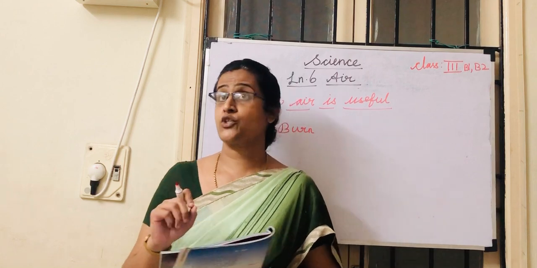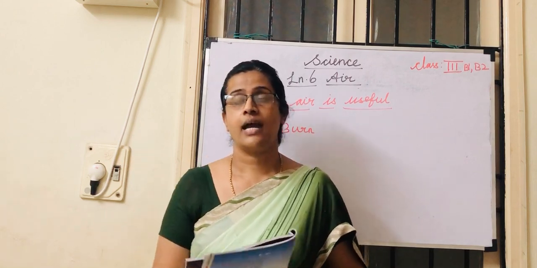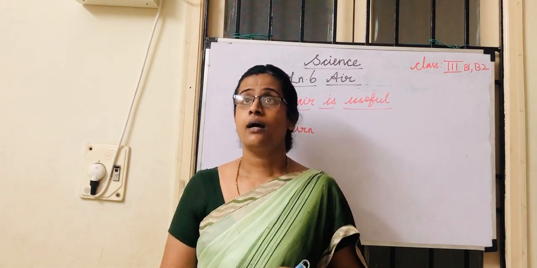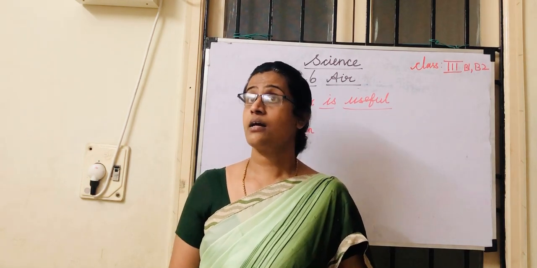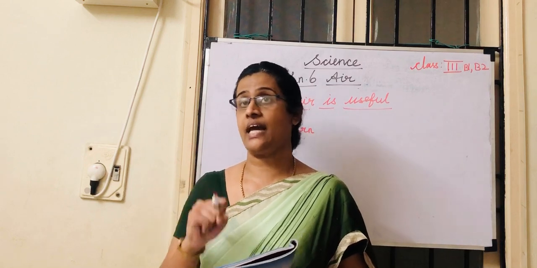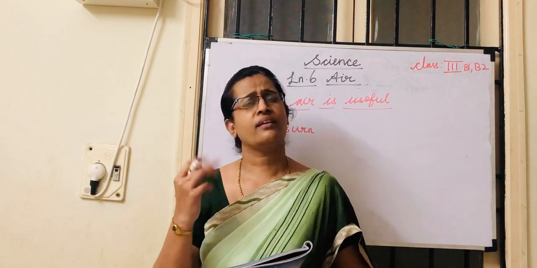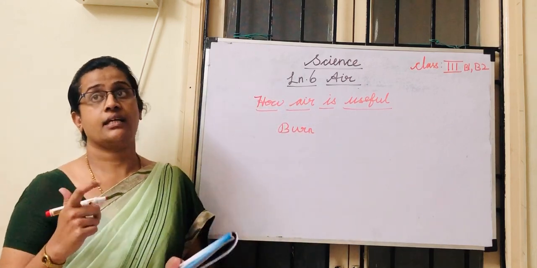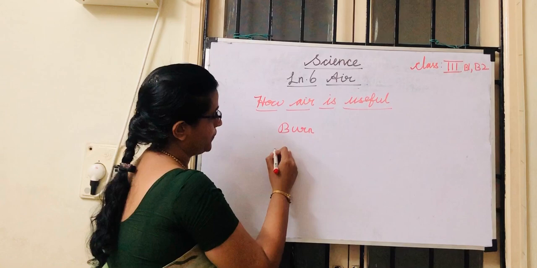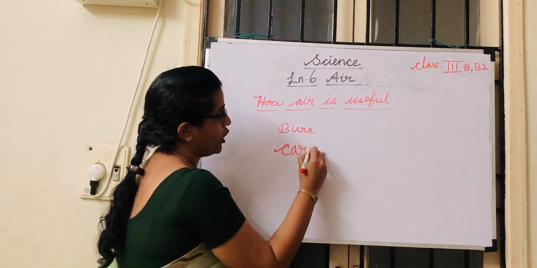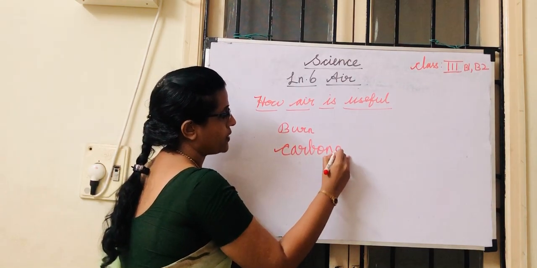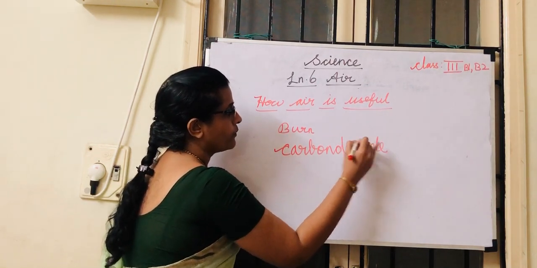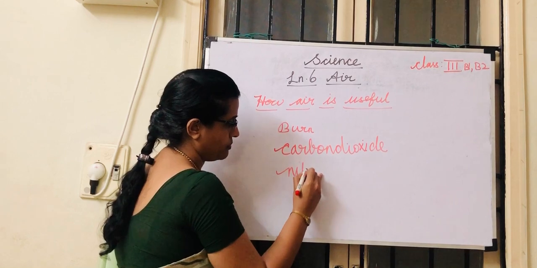Air is a mixture of gases. Other than oxygen, there are many gases in air. What are they? One is carbon dioxide and another is nitrogen. Carbon dioxide. And nitrogen.